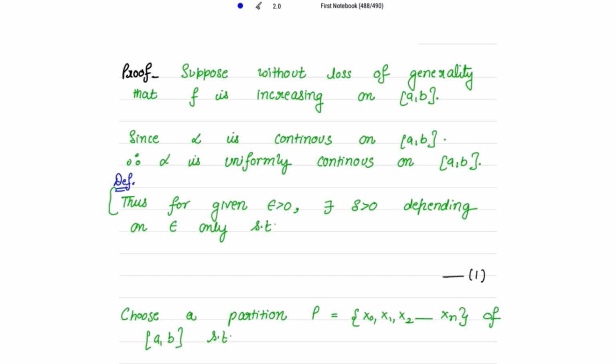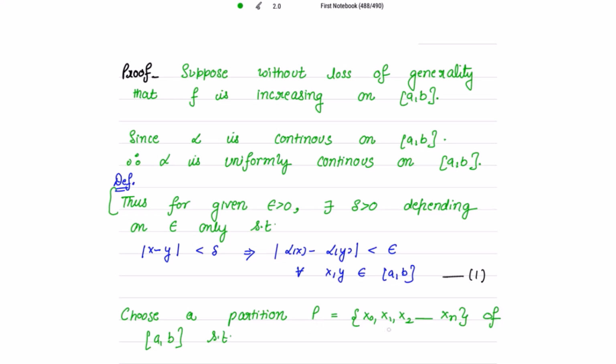And since alpha is continuous on closed interval [a, b]: if any function is continuous on a closed and bounded interval, then that function is uniformly continuous on that interval. So because alpha is uniformly continuous, for given epsilon positive, there exists delta positive depending on epsilon only, such that mod of x minus y is strictly less than delta, which implies mod of alpha x minus alpha y is strictly less than epsilon for all x, y belonging to closed interval [a, b].